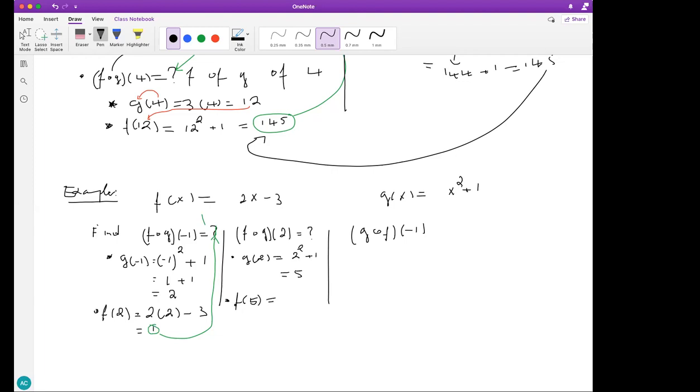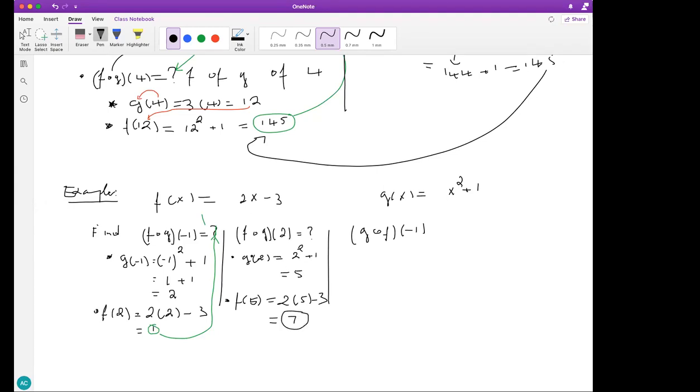This time we're using the function f. We're going to plug 5 into f. f is given by this. We're going to plug 5 here. So f of 5 would be 2 times 5 minus 3, which is 7. And this is our answer.